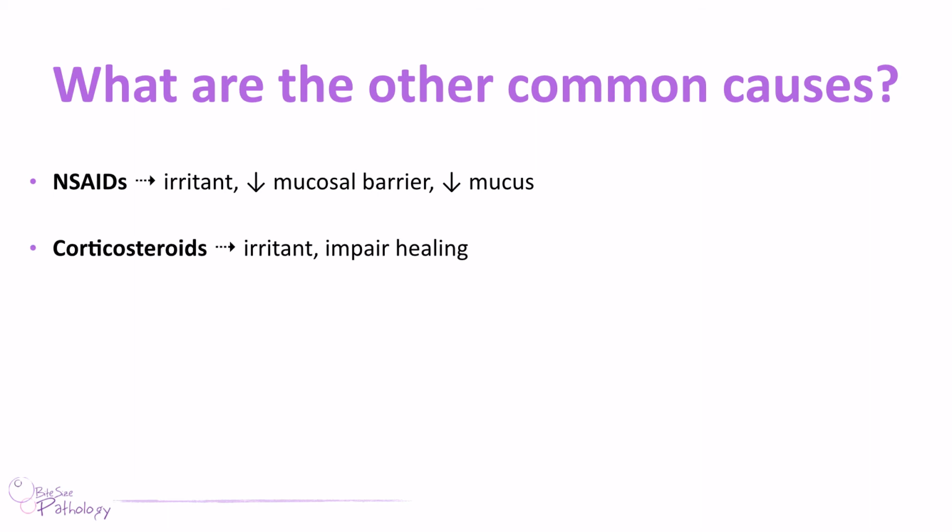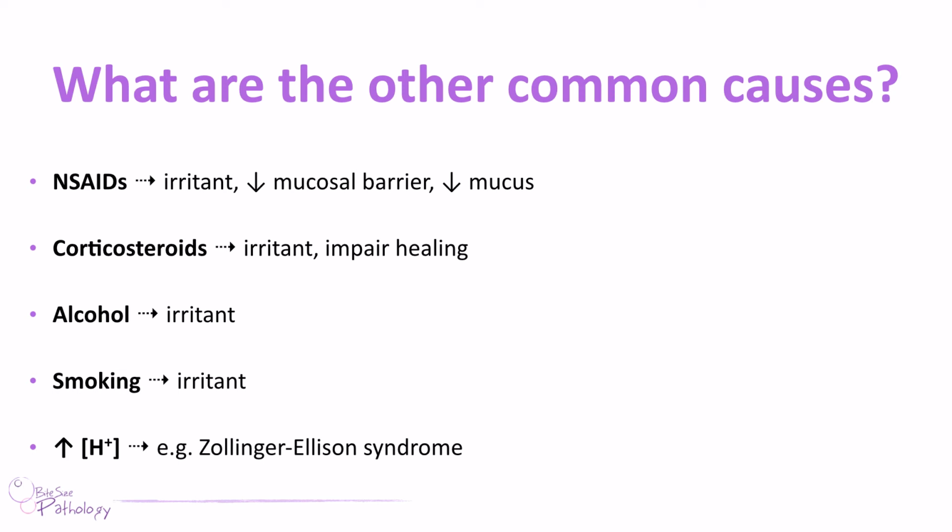Similarly, corticosteroids will also irritate the lining, and they will impair healing because they have an immunosuppressive effect as well. Alcohol is very irritant, and alcoholic gastritis is an example of that, but it can also lead to ulceration. Smoking, again, is an irritant. And then small print stuff here, but things that will increase your acid production. So Zollinger-Ellison syndrome is basically where you have a gastrin-secreting tumour in the pancreas. And what happens as a result of that is you get an increased amount of hydrogen ion or acid production as a result of stimulation from gastrin. So that's something that sometimes comes up in exams in small print stuff.